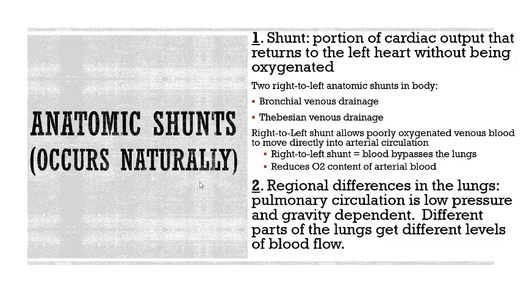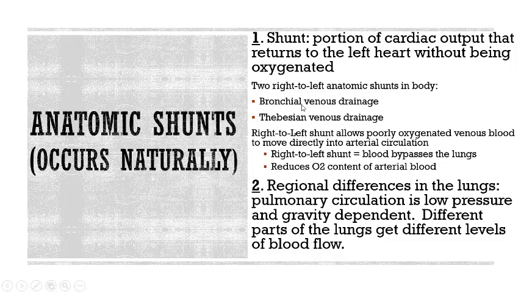The right side of your heart then sends that blood into your lungs. And this is where the gas exchange is going to occur. This is where that blood is going to pick up oxygen and drop off CO2 in the lungs. Then that blood leaves your lungs and it goes to the left side of your heart and goes out to your body. So there's this shunt that happens because you have bronchial venous drainage and Thebesian venous drainage.